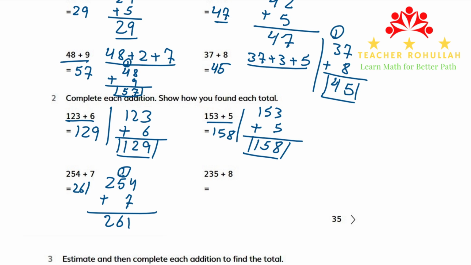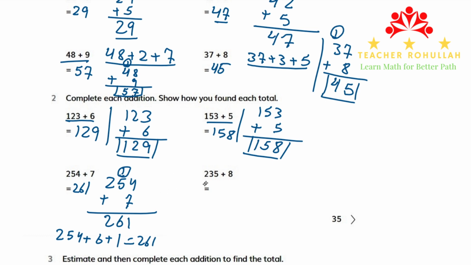Or we can use compose and decompose as well. 254 plus 6 plus 1. 254 plus 6 is 260, and plus 1 is 261, which is quite easy for us to solve.